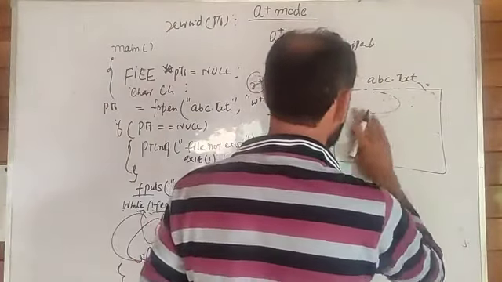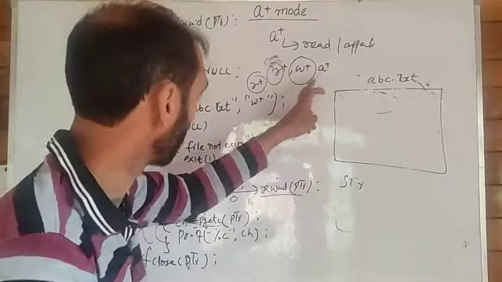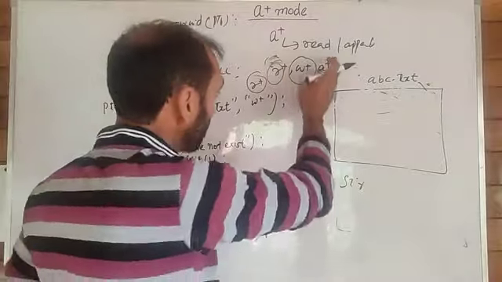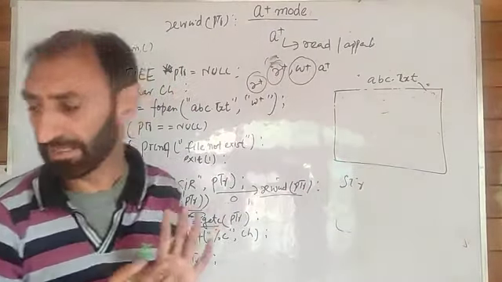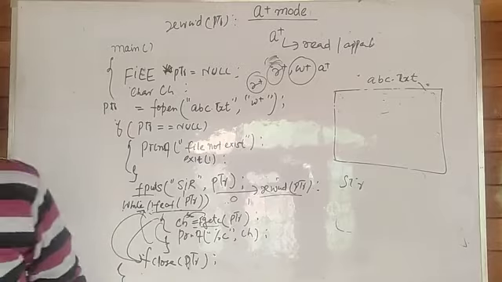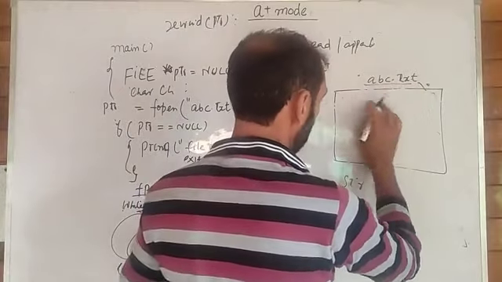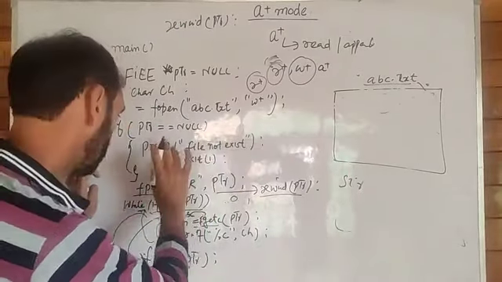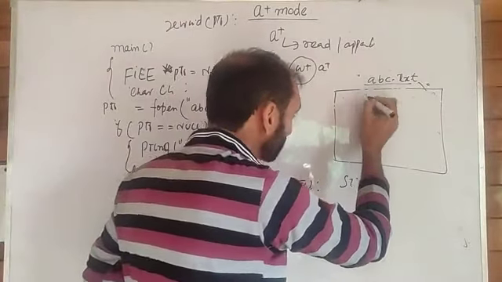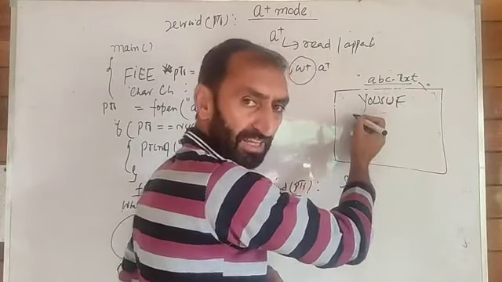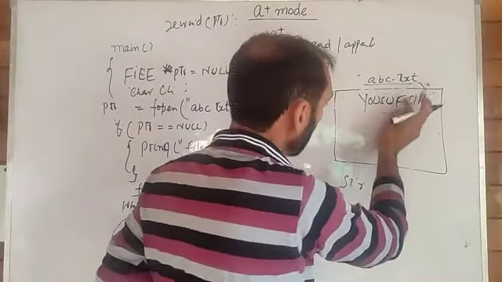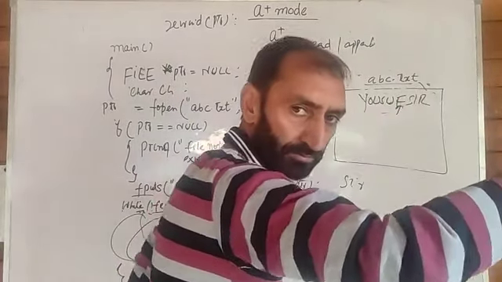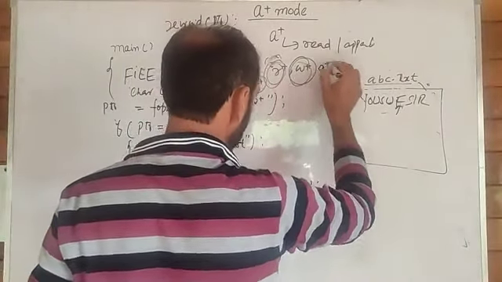Now, in A plus mode, what will happen? If the file does not exist, it will simply generate a message that the file does not exist. If the file exists and has contents, it will open the file and will append at the end of the file. If we write something new, it will append it from the end position. This is the main difference between R plus, W plus and A plus mode.